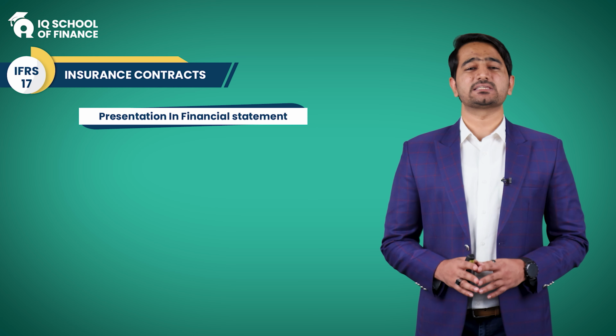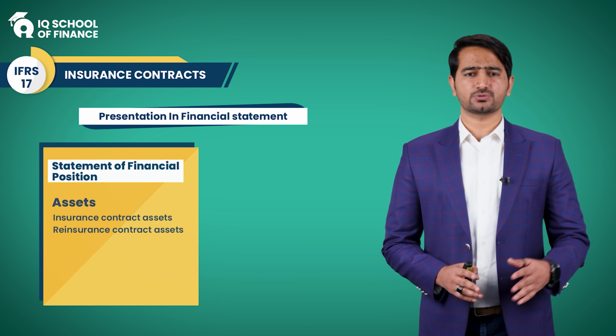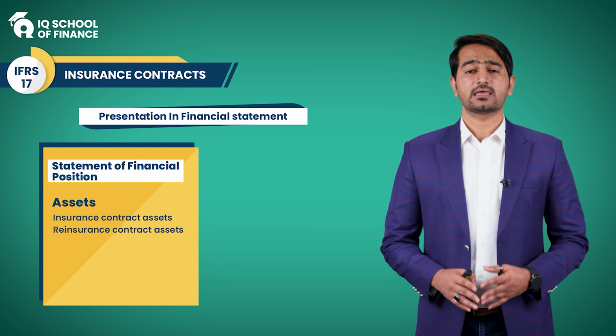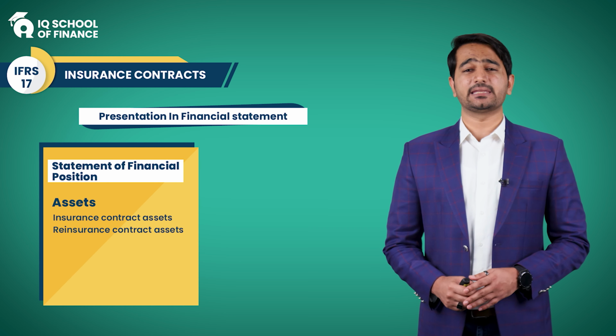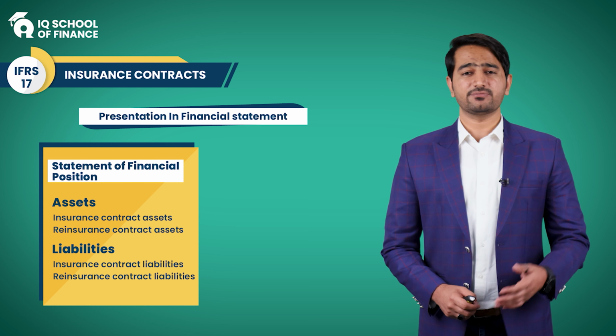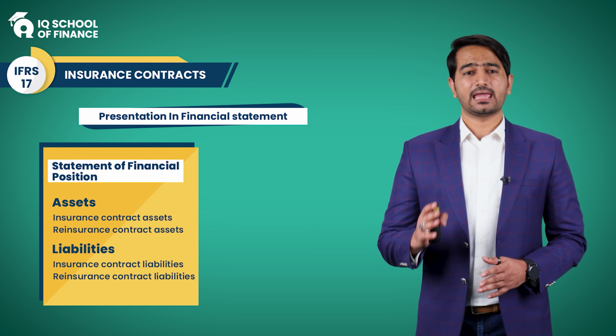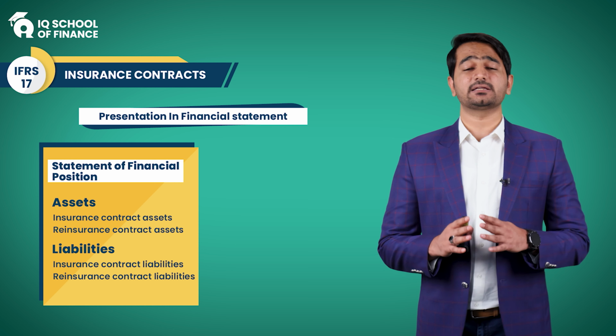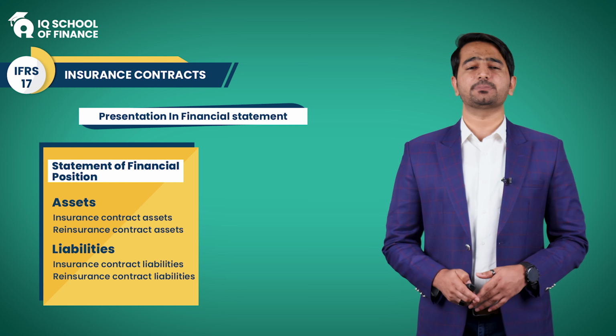Moving to the presentation, let's discuss how amounts should be shown in the statement of financial position. You will see insurance contract assets and reinsurance contract assets listed separately, as well as insurance contract liabilities and reinsurance contract liabilities also separately. Unlike the previous standard IFRS 4, assets and liabilities are not offset under IFRS 17, simplifying the presentation.